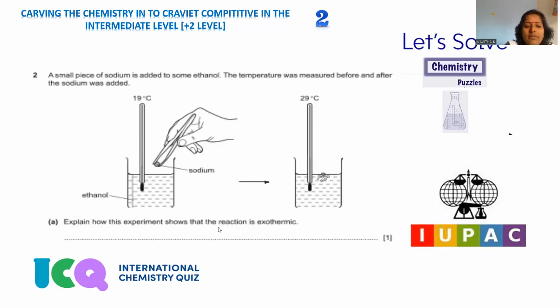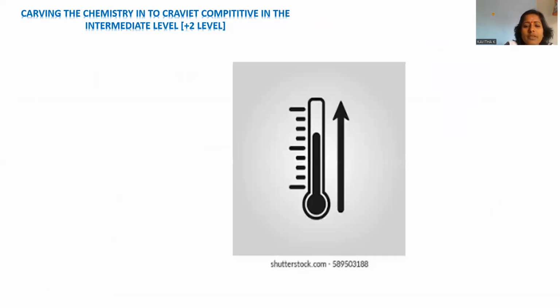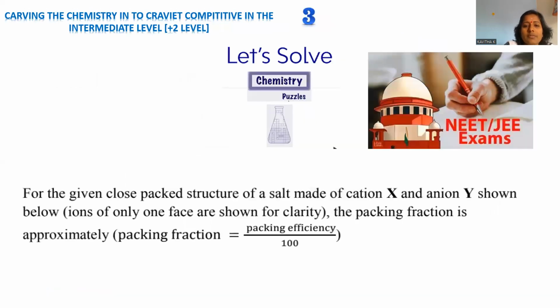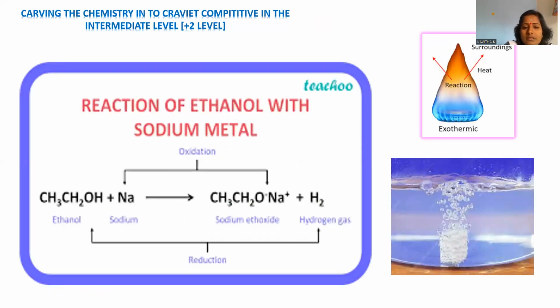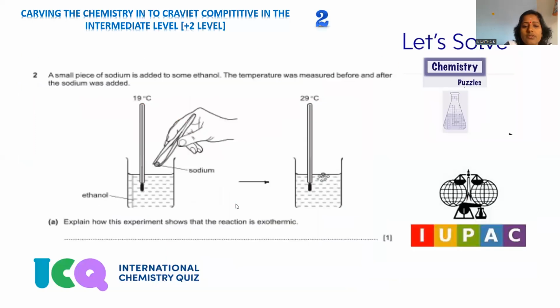Right. Explain how this experiment shows the reaction is exothermic. How can we say the reaction is exothermic? Because, before going to explain the concept, first we have to know what is meant by an exothermic reaction. Any reaction which gives out energy during the product formation, during the chemical reaction, is called an exothermic reaction. If you observe, the initial temperature was 19. After the addition of the sodium metal, the temperature rose, so heat evolved outside. So heat is given up, so we can say it is an example of an exothermic reaction.